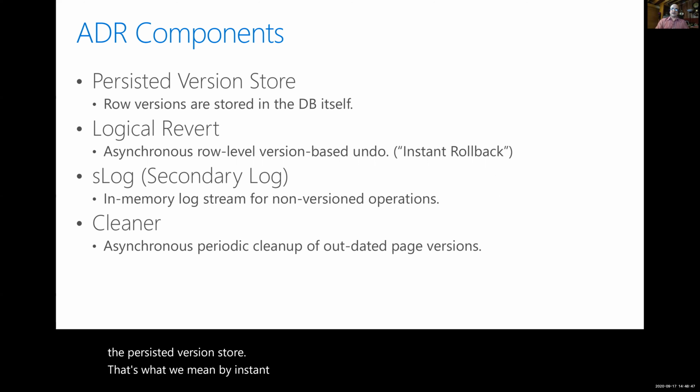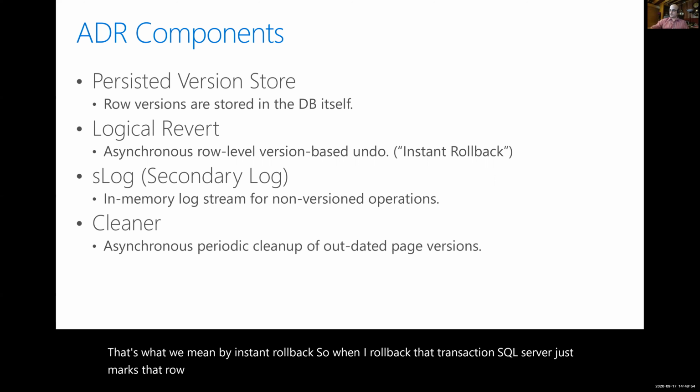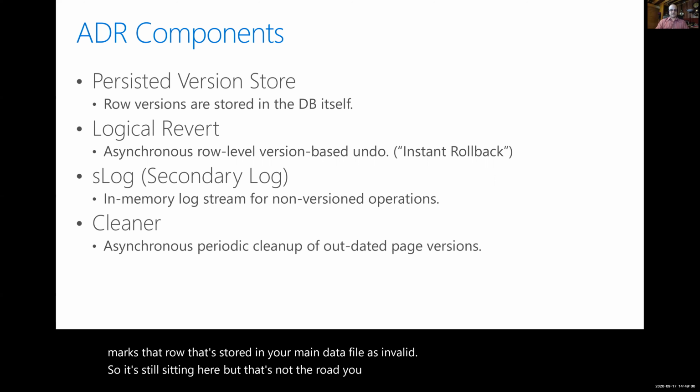So when I roll back that transaction, SQL Server just marks that row that's stored in your main data file as invalid. So yeah, it's still sitting here, but that's not the row you want. The one that you want is the one that's in the persistent version store.